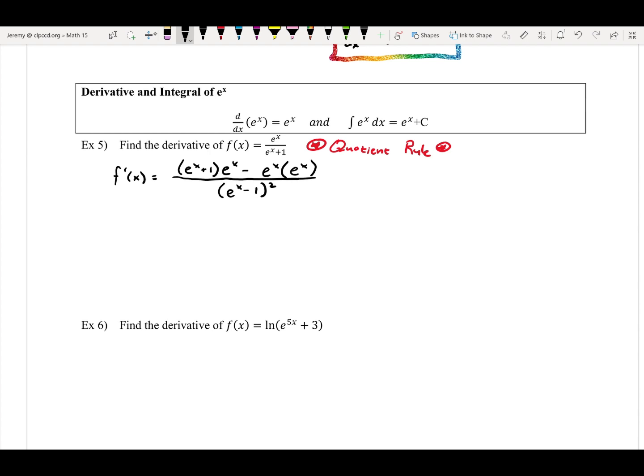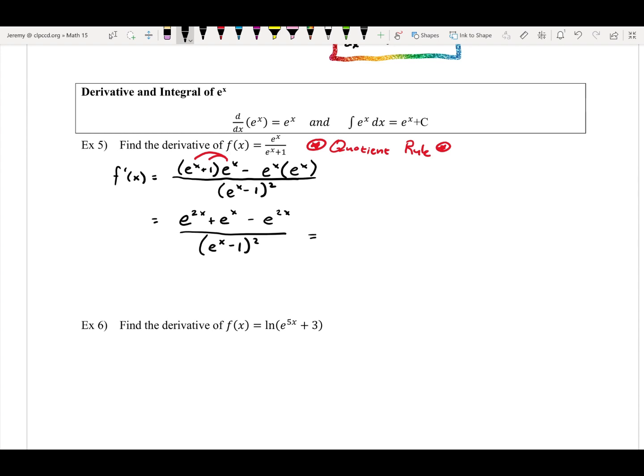Okay, I'll simplify a bit. I can distribute this e to the x to those two terms. I can multiply those two together. And I'll get, okay, what's e to the x times e to the x? Well, that's e to the x squared, which is just e to the 2x. And then plus e to the x minus, again, e to the 2x, over e to the x plus 1 squared.